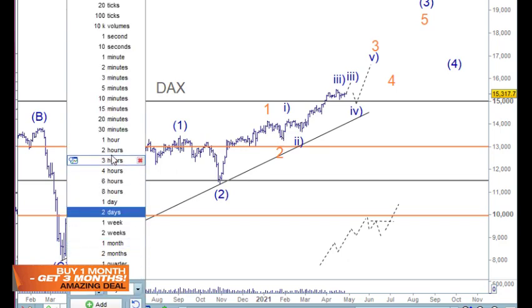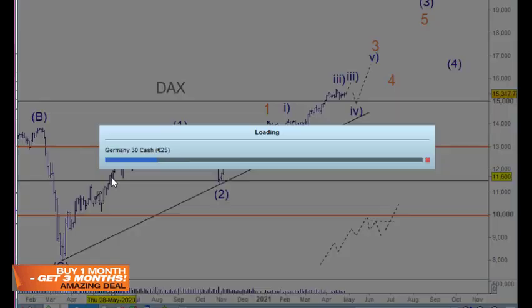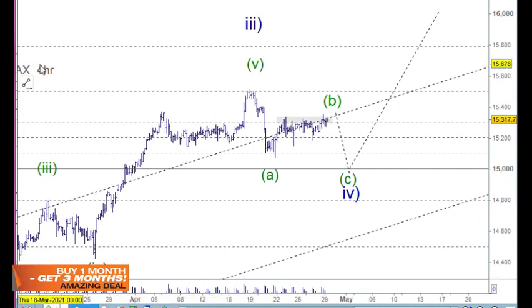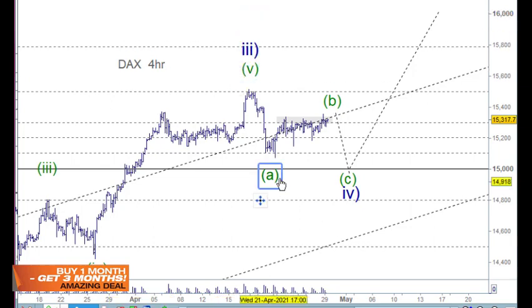So anyway, enough rabbiting on. Let's just cruise in here to the 4-hour chart. Should do the trick. So in a nutshell, we're looking for this top of wave 3, this 5 here of 3 here, and an A and a B and a C wave here.